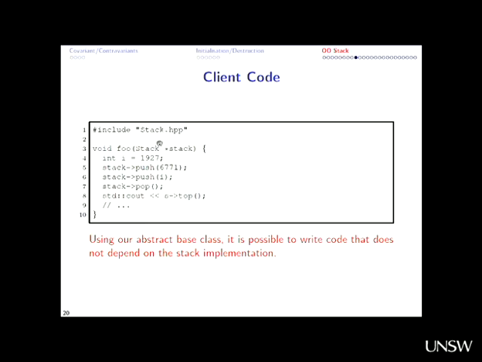Okay, so we've got this function foo that pushes 6771 onto the stack, pushes 1927 onto the stack, pops 1927 back off the stack, and then prints out the top, which is going to print out 6771. And we don't care what the implementation of push, pop, top is, or even how this stuff is stored underneath. So our client code can use this abstract base class, there's no issue at all.